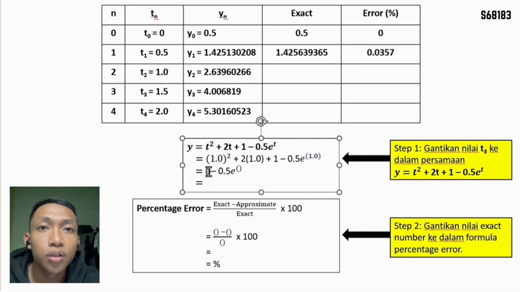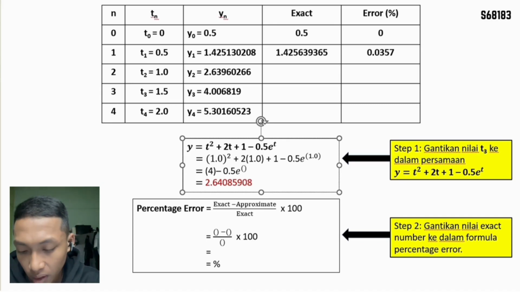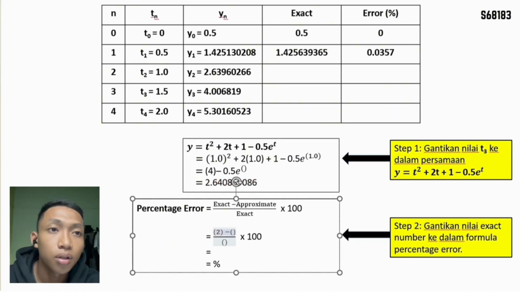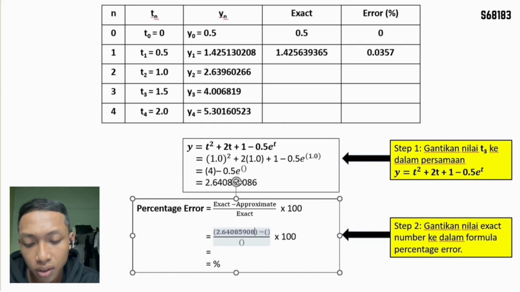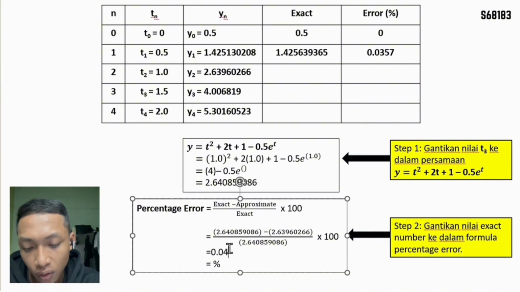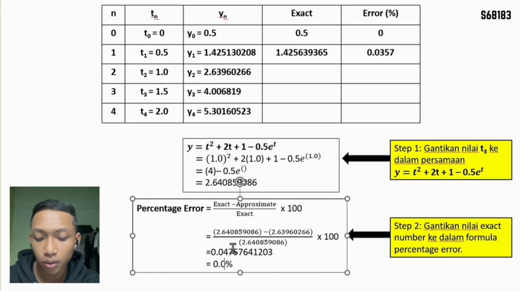Okay, for the T2, we are still using the same equation and steps. First step, we will change T to 1.0 and then we will get 2.64085986. Okay, and then for the second step, the number is 2.64085986 minus approximate number 2.63960266 divide 2.64085986, and then we will get 0.0476 for the percentage error.